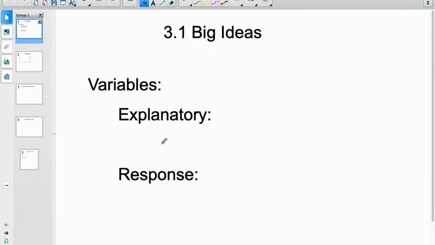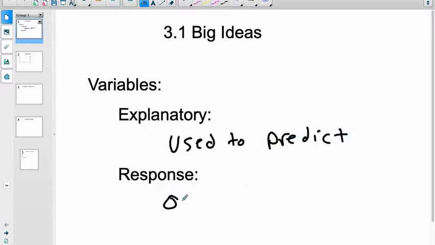3.1 big ideas. First big idea is variables. So we have the explanatory variable and the response variable. The explanatory variable is going to be used to predict. And then the response variable is your outcome. Your response variable responds to the explanatory variable.